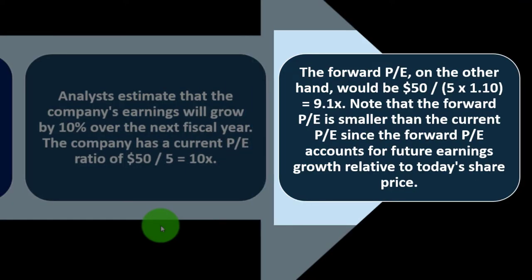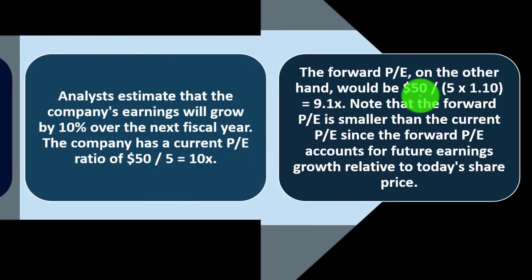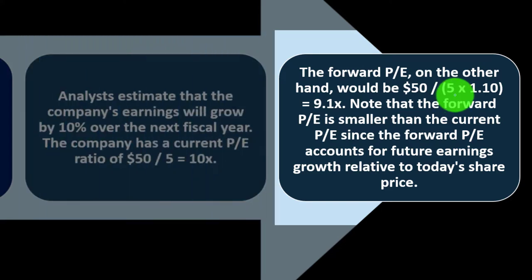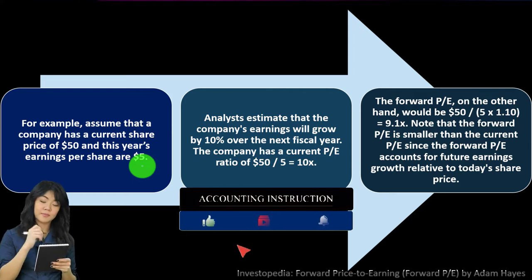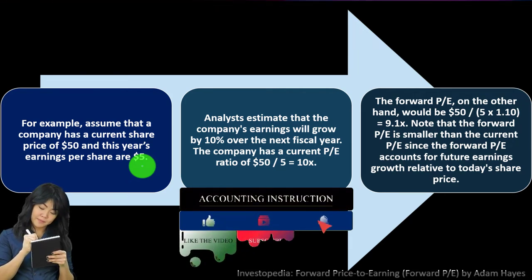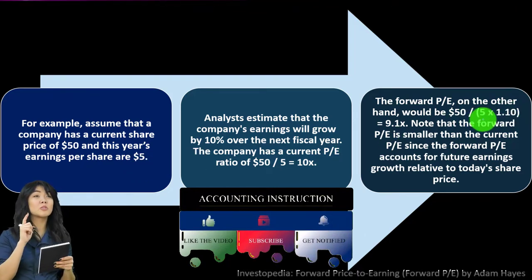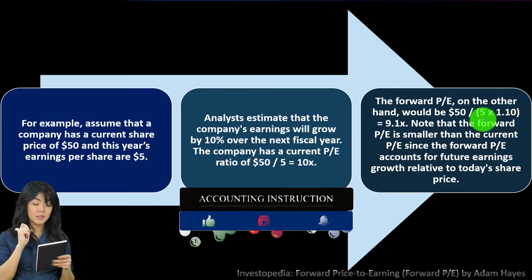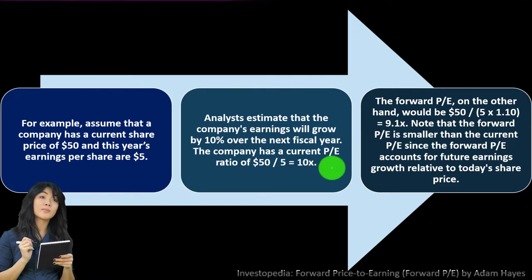The forward PE, on the other hand, we're going to get to 9.1x instead of the 10x by taking the 50 divided by the 5 times the 1.1, because we determined that the earnings are expected to grow by 10%. So once again, analysts estimated that the company's earnings will grow by 10%. If we have the current $5 earnings per share and we think it's going to grow by 10%, then we can multiply it by 100% plus 10%, 110%, or 1.1. Therefore, the denominator is not 5, but 5 times 1.1. That's what gives us 9.1x instead of the 10x.